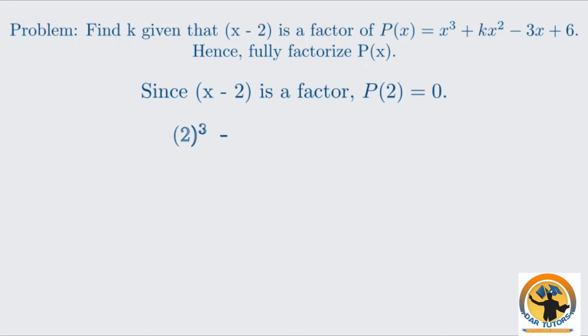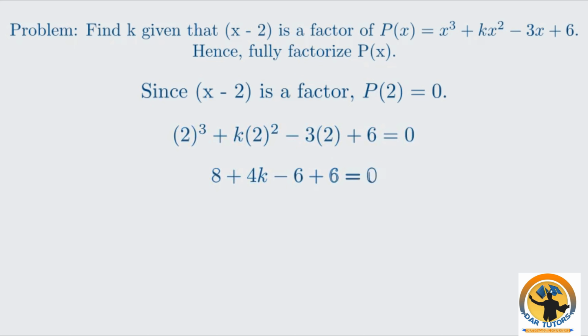Substituting x equals 2 into the polynomial, we get 2 cubed plus k times 2 squared minus 3 times 2 plus 6 equals 0. Simplifying this, we have 8 plus 4k minus 6 plus 6 equals 0. The negative 6 and positive 6 cancel out, leaving us with 8 plus 4k equals 0. Solving for k, we subtract 8 from both sides to get 4k equals -8, and then divide by 4 to find that k equals -2.